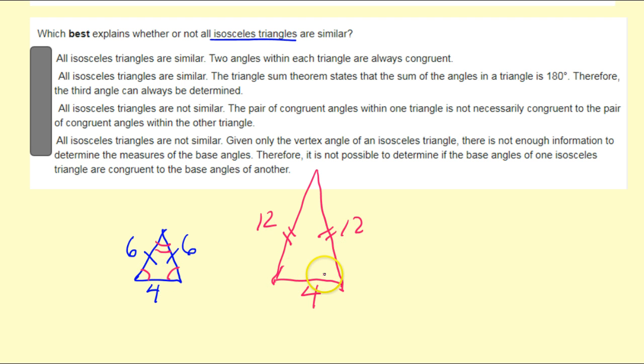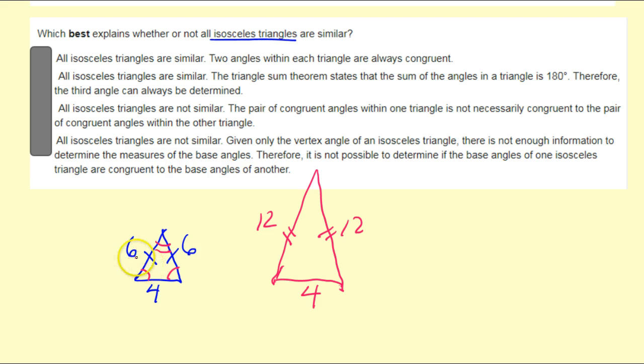So these are not similar, because if they were similar, if I am doubling things, all of the sides would be double. So these would be 12, and if these were similar, this would be 8, right? Because I would have to double everything. But it's not. So it's still isosceles though. So these are isosceles triangles that are not similar. Just because it's isosceles does not mean that it's similar. Okay?